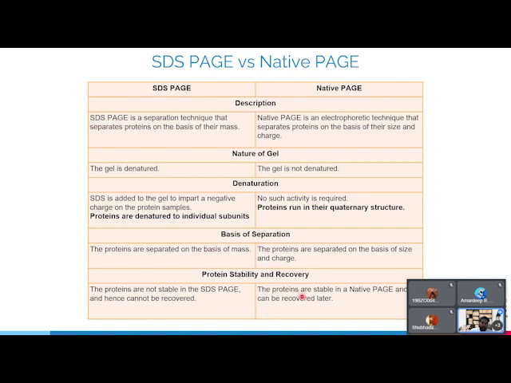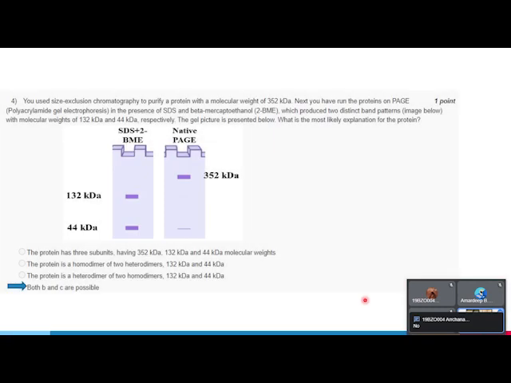But in the case of native PAGE, the proteins can be recovered and eluted out of the gel and be reused for further downstream analysis. So this is the essential difference between SDS-PAGE and native PAGE. Does anyone want to add anything to this? Okay, so moving on ahead.